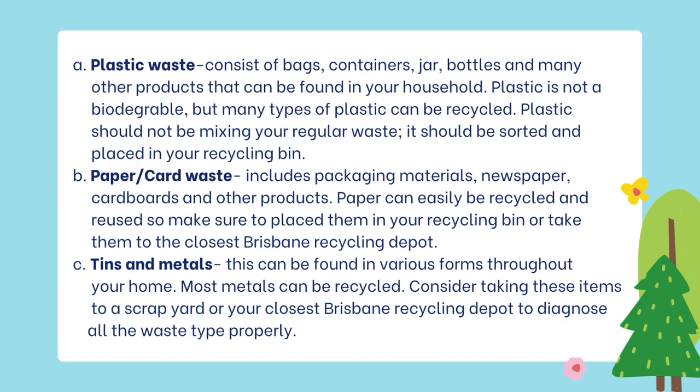Letter B, paper or card waste, includes packaging materials, newspaper, cardboard, and other products. Paper can be easily recycled and reused, so make sure to place it in your recycling bin or take it to the closest Brisbane recycling depot. Letter C, tins and metals. These can be found in various forms throughout your home. Most metals can be recycled. Consider taking these items to a scrapyard or your closest Brisbane recycling depot to dispose of all the waste types properly.